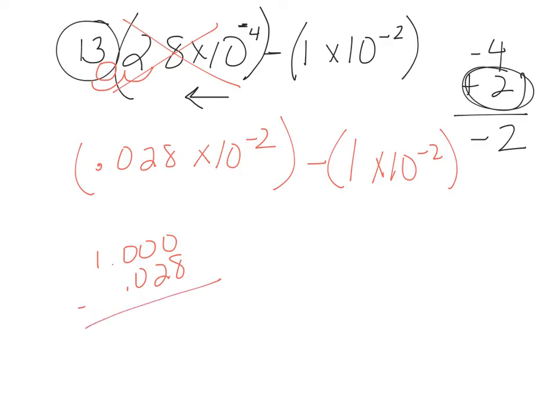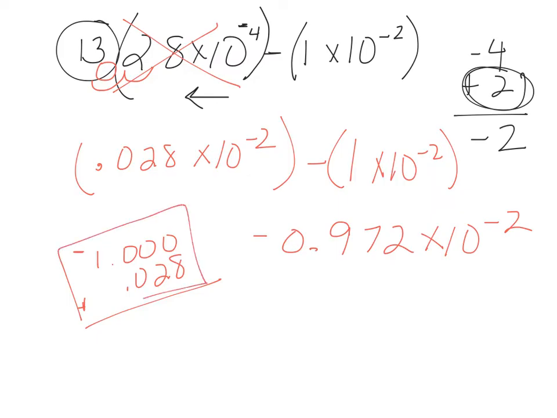And when I do this subtraction off to the side, this is actually a negative number, and I'm finding the difference here. My number ends up being a negative 0.972 times 10 to the negative 2. And again, review how to subtract with decimals if you don't remember how to do that.